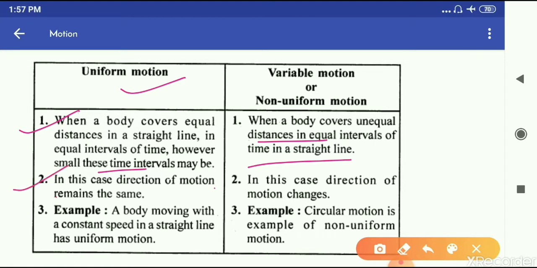Now second difference is, in this case direction of motion remains same, and in this case the direction of motion changes. Example of uniform motion is a body moving with a constant speed in a straight line has uniform motion. Circular motion is an example of non-uniform motion.